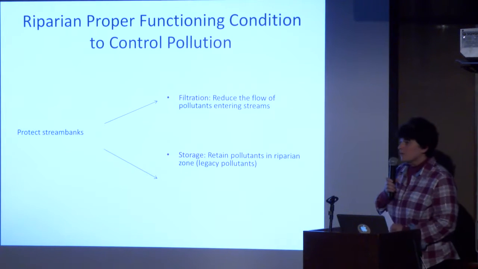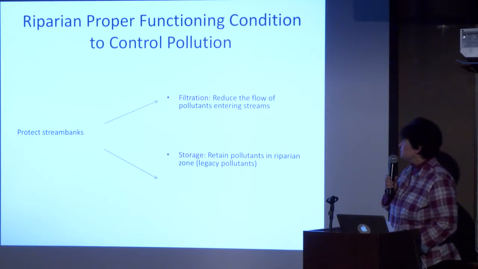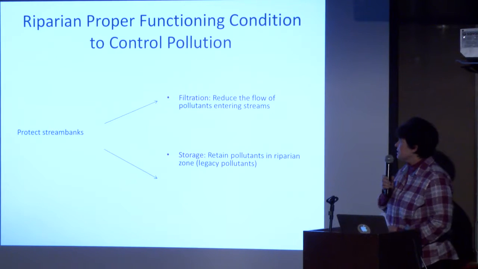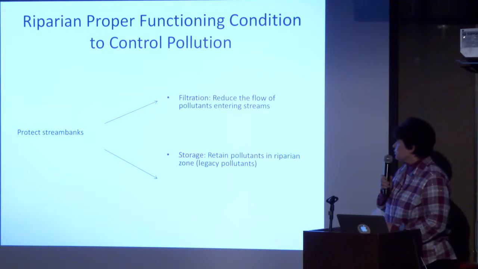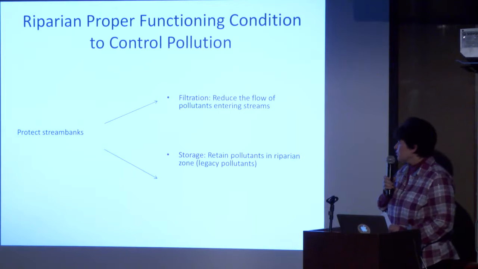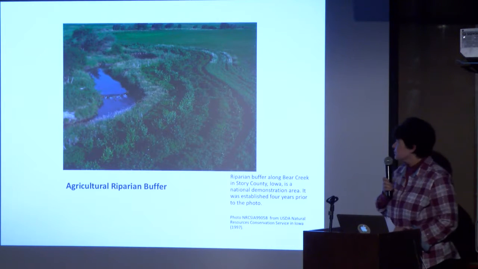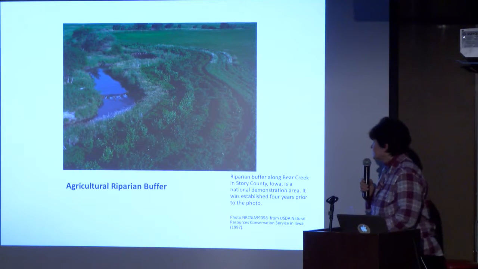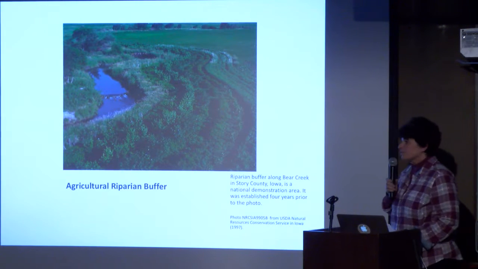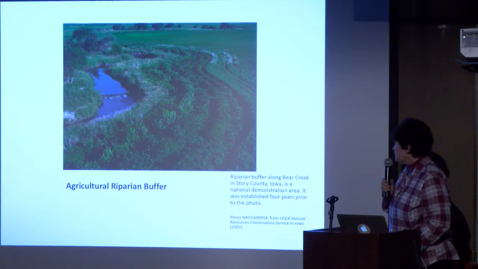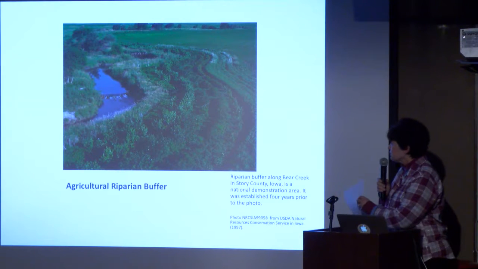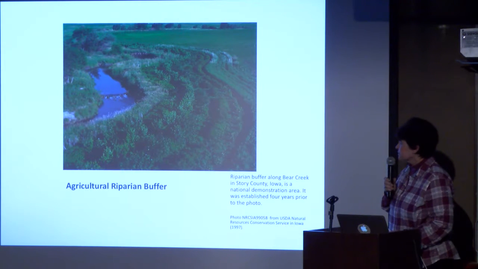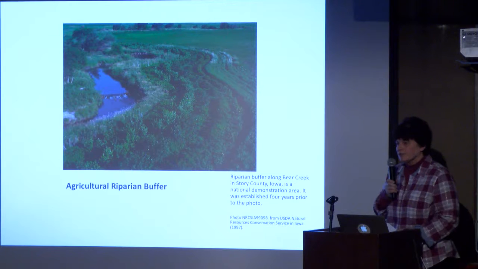The role of riparian proper functioning condition is to protect the stream banks, and that allows them to perform filtration, to reduce the flow of pollutants, and to store pollutants. The agricultural riparian buffer shown here is a demonstration project from the USDA, and it functions, as you can see, quite differently from the earlier picture. This does protect the stream.